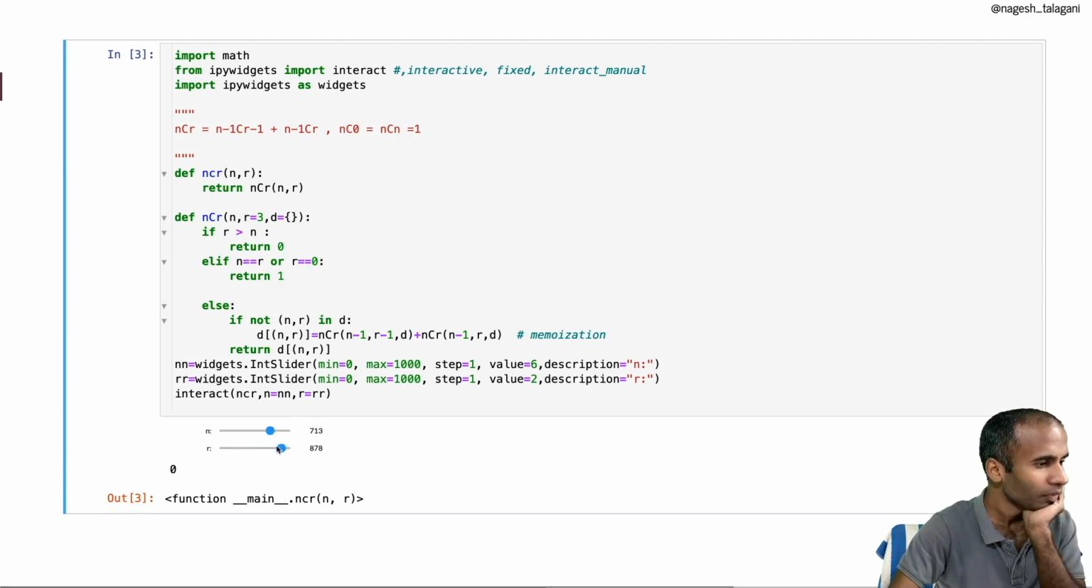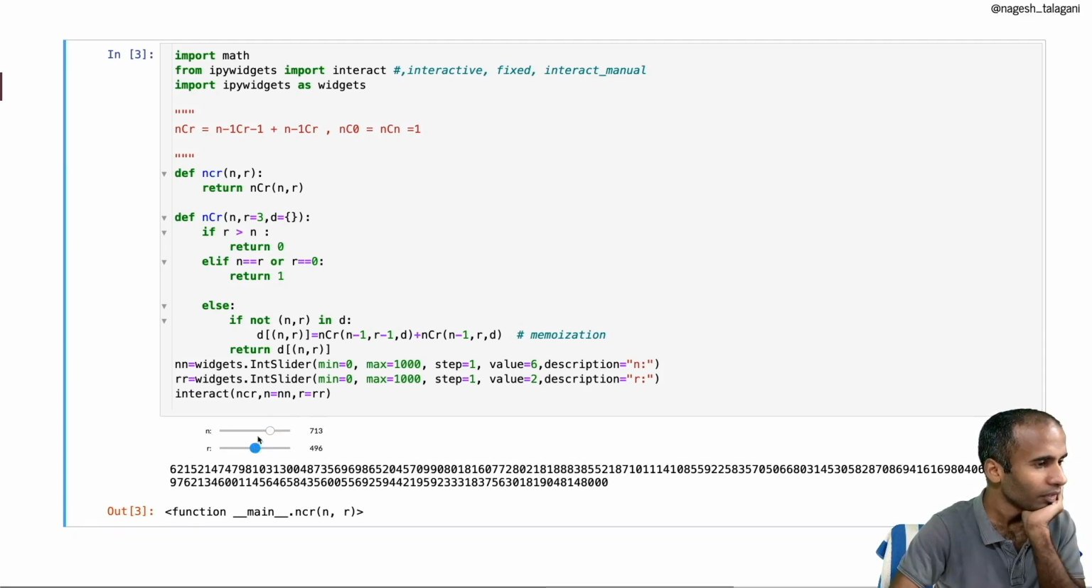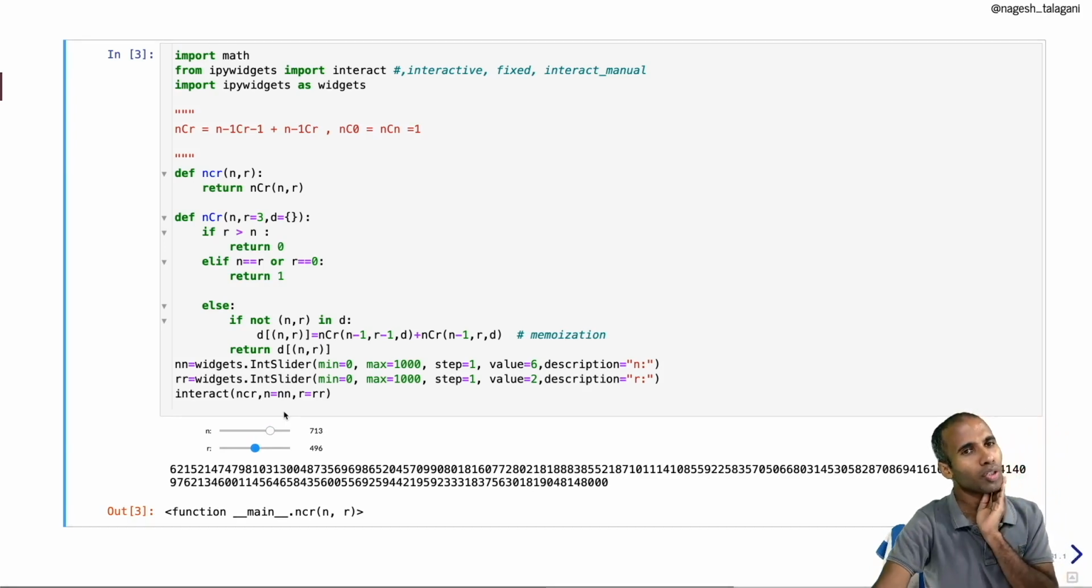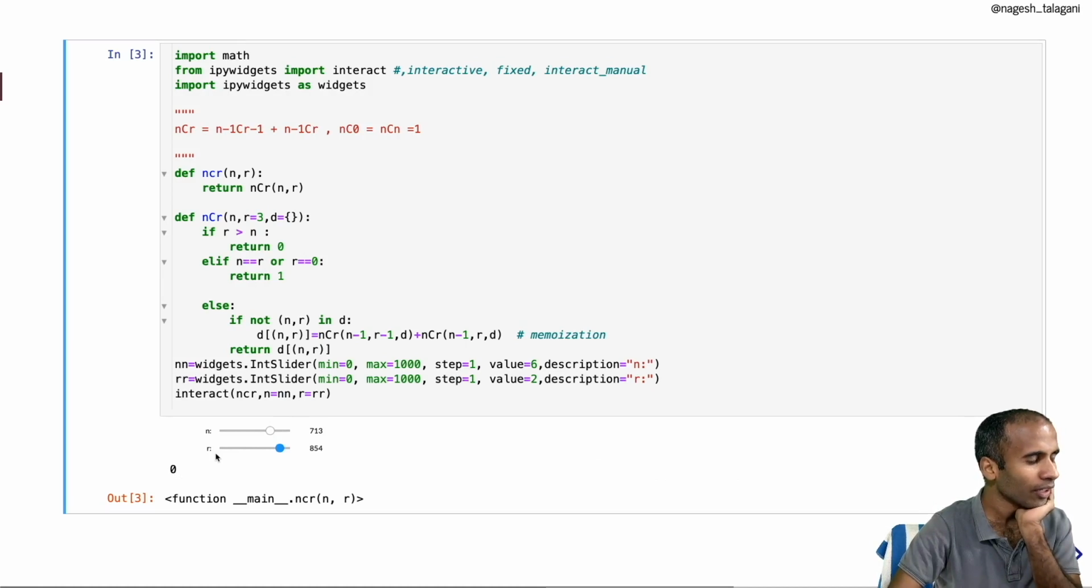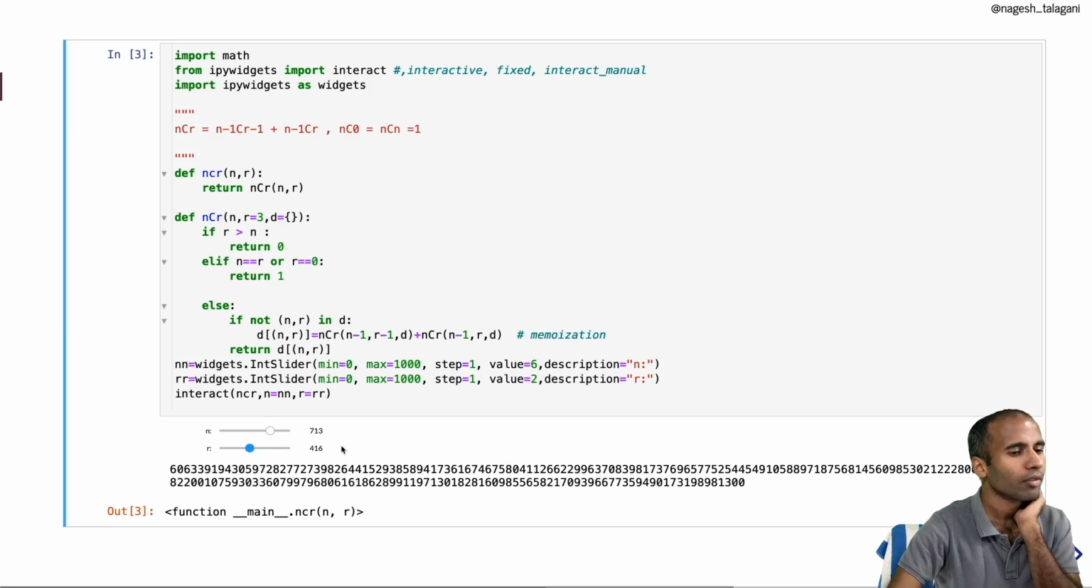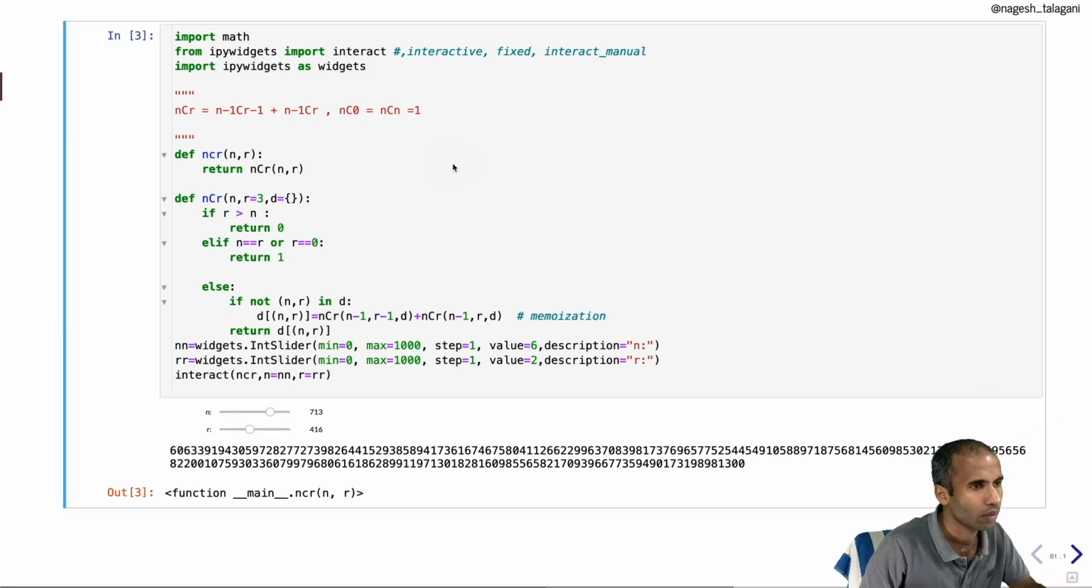And n choose r equal to 0 if r is bigger than n, right? That's why if I take n as 713 and r as 854, it should be 0.